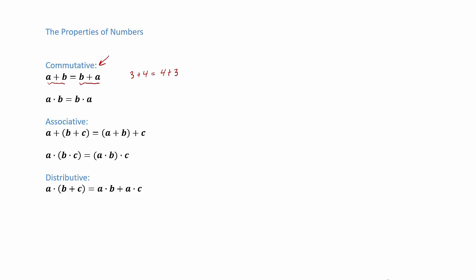And likewise, it's also true for multiplication. A times b equals b times a. So 3 times 4 equals 4 times 3. And just notice that this does not work for subtraction or division. So a minus b does not equal b minus a.